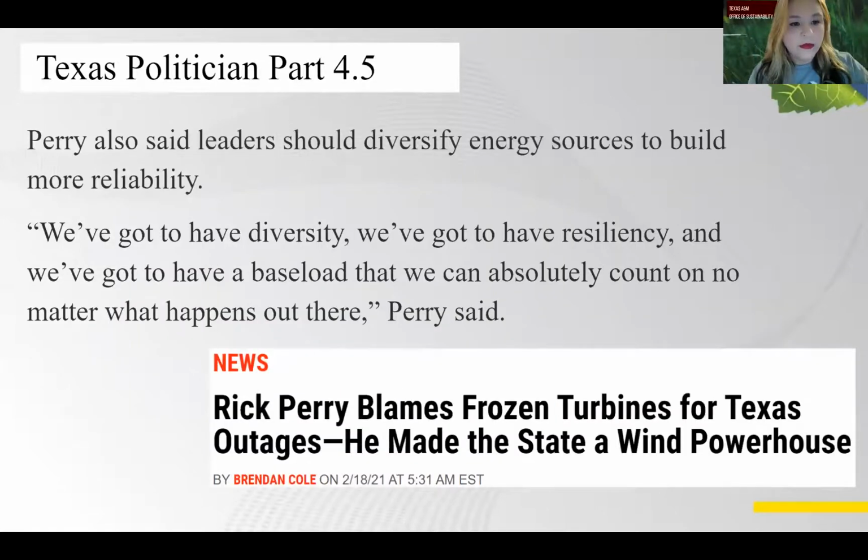Perry also made statements about wind turbines being responsible for the grid's collapse and the importance of diversifying energy in order to build a more solid foundation for reliability. While diversity has been shown to be a key factor in making communities sustainable, Perry's suggestions for making energy more diverse in Texas consisted of building a strong foundation of coal, oil, and natural gas.